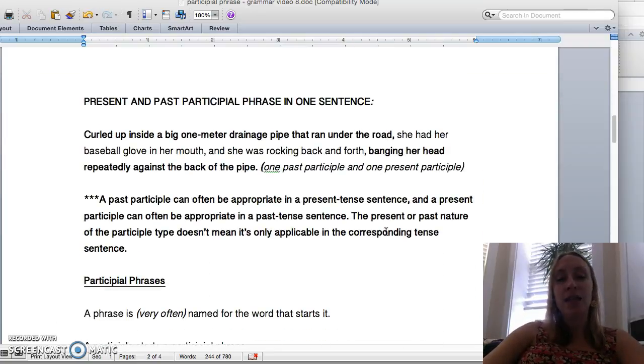A present and past participial phrase in one sentence. Curled up inside a big 1-meter drainage pipe that ran under the road, she had her baseball glove in her mouth, and she was rocking back and forth, banging her head repeatedly against the back of the pipe. First, we have a past one opening the sentence. Closing it, we have a present.